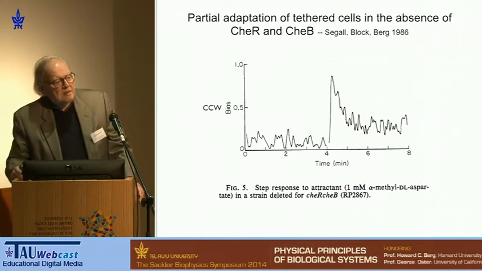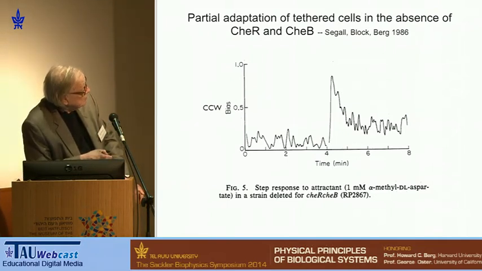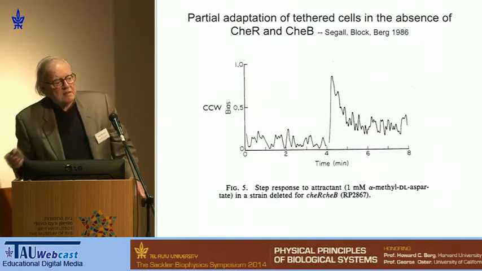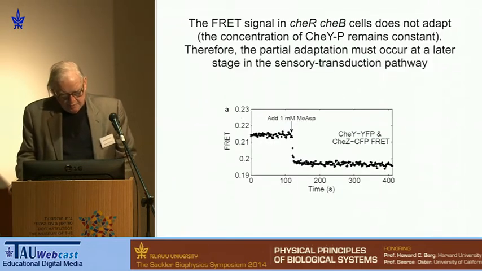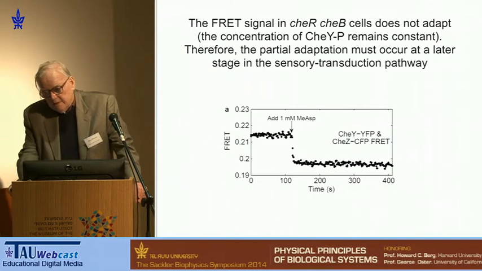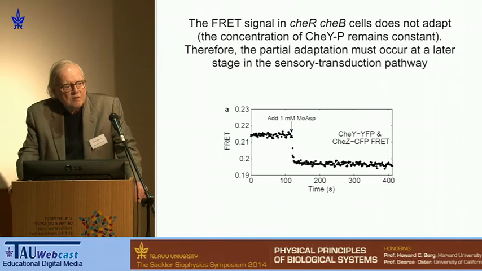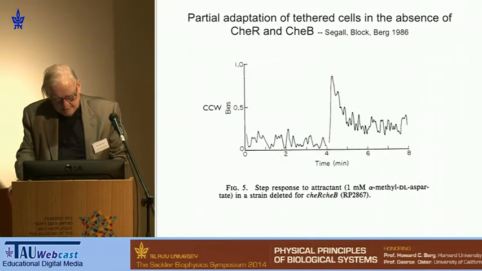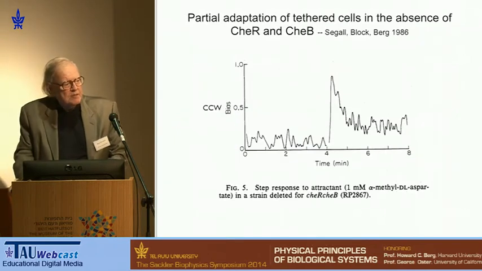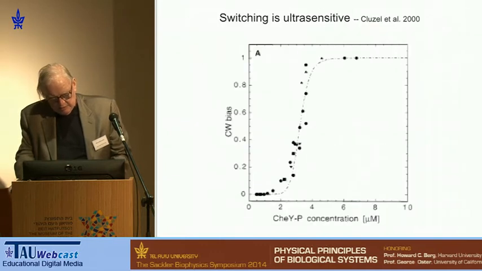So this is adaptation that doesn't involve methylation. And it occurs over a few minute time scale, not a few second time scale. Now, if you look in the same experiment at the FRET signal, at the CheY-P concentration, it goes down and stays down. There's no adaptation, which means that what we've seen in the previous slide is downstream of the formation of CheY-P. So it's got to be at the motor.